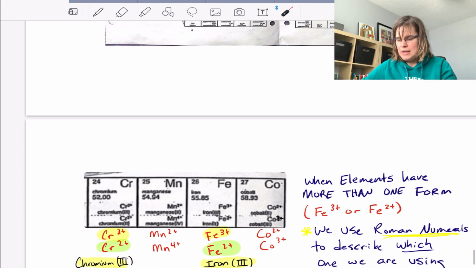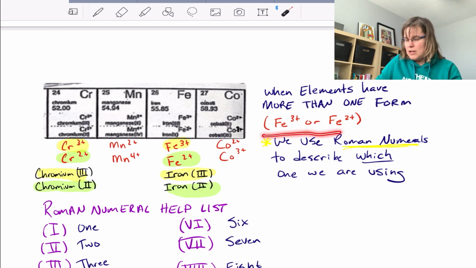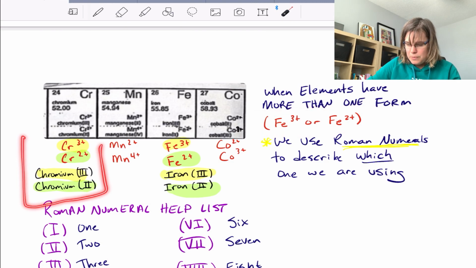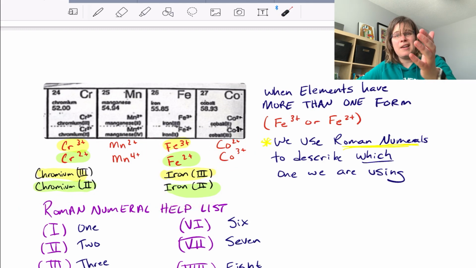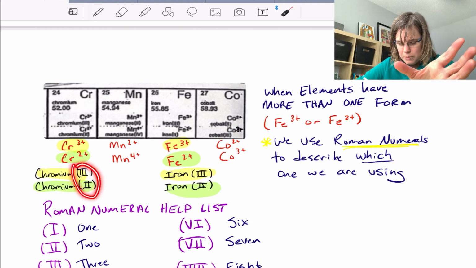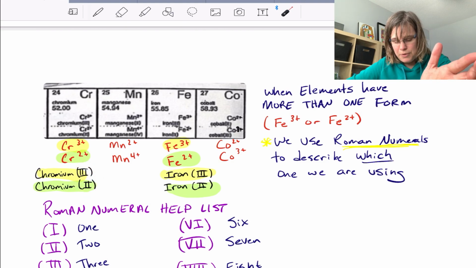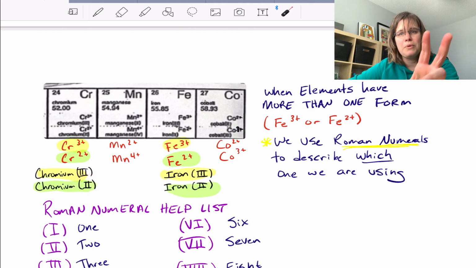So this is where things get a little more complicated. When elements have more than one form, it looks like this, Fe3+ or Fe2+. Look at all of these different forms that I have written out here for you on my notes. Chromium, and then there's a way to label them, and that's by using these things called Roman numerals. So you'll notice that chromium 3+ is actually chromium, and then right beside it, it's got a Roman numeral 3. Chromium 2+ is chromium with a Roman numeral 2. And so this goes for all of these types of metals, iron 3 or iron 2.